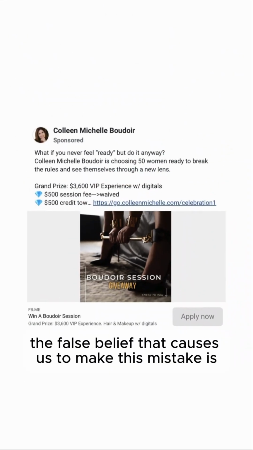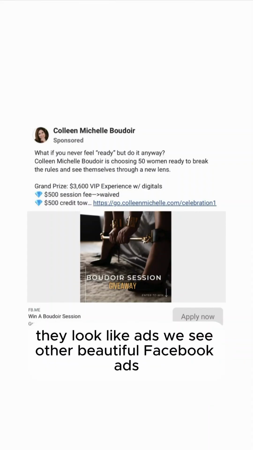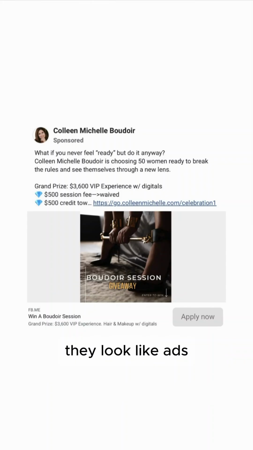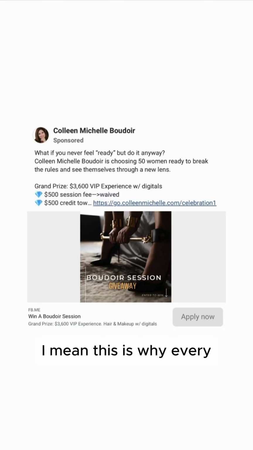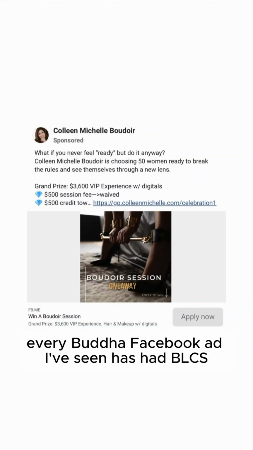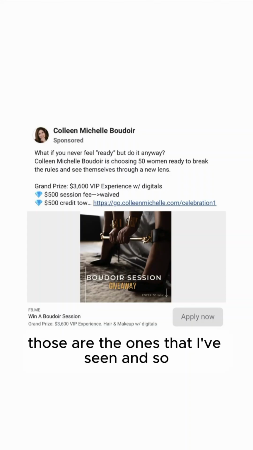The false belief that causes us to make this mistake is we see other Facebook ads, they look like ads. We see other Boudoir Facebook ads, they look like ads. But everyone's in the same stuff. This is why literally every Boudoir Facebook ad I've seen has had BLCS, Boudoir low click syndrome. Those are the ones that I've seen.